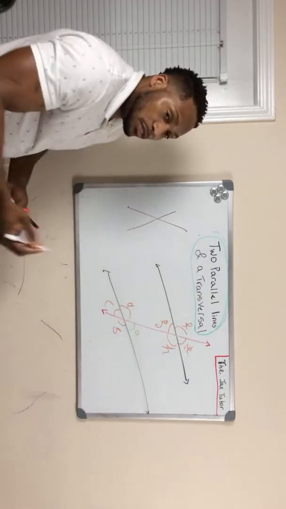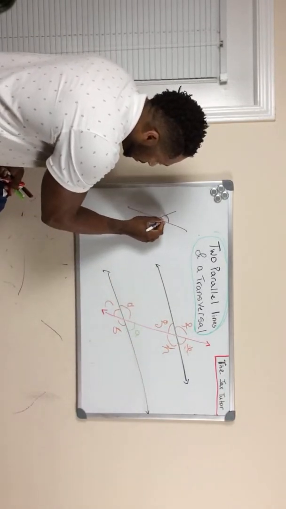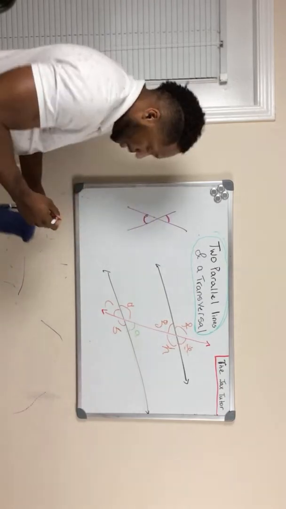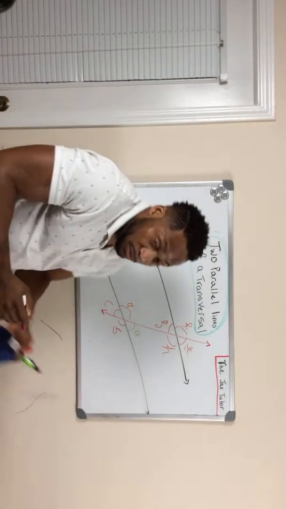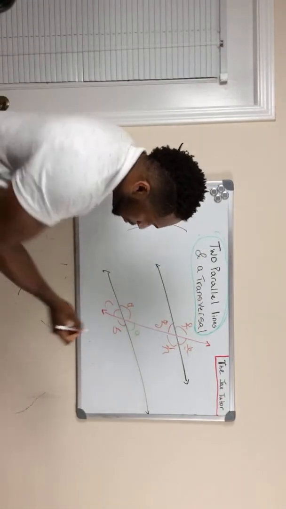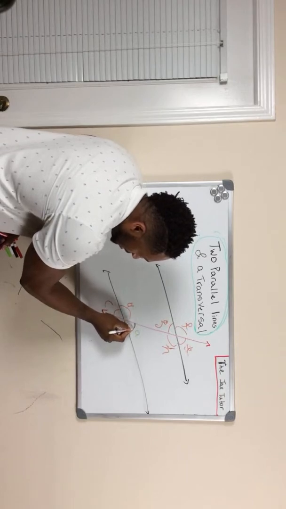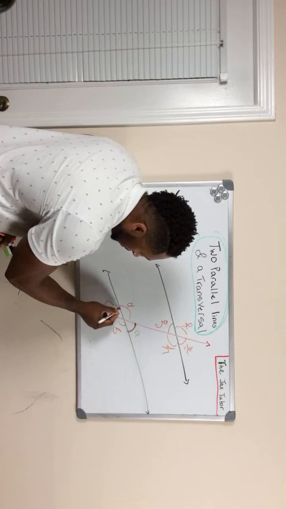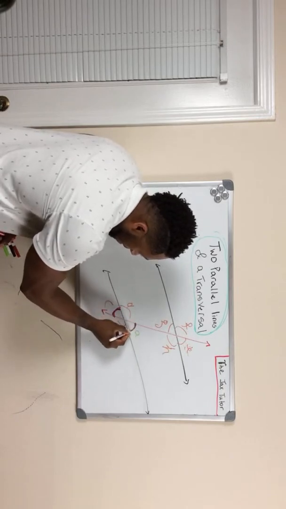We're gonna see which angles are vertical. So vertical means this angle, and then this angle directly opposite to it. So we're gonna see which angles are vertical to each other, and we're gonna label them as equal. So A here and C are vertical angles. I'm gonna label them this way with this red.